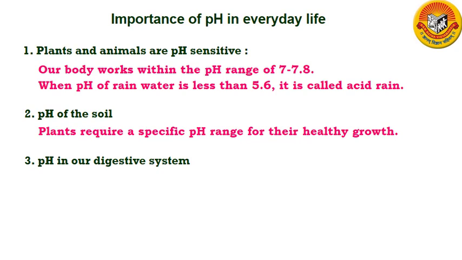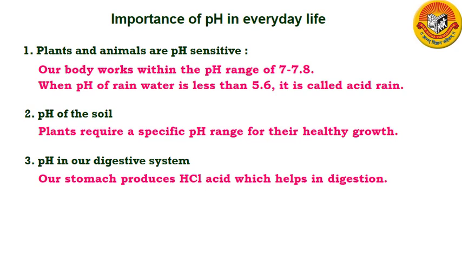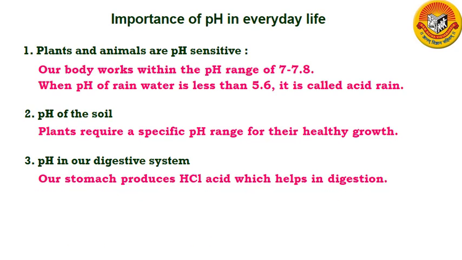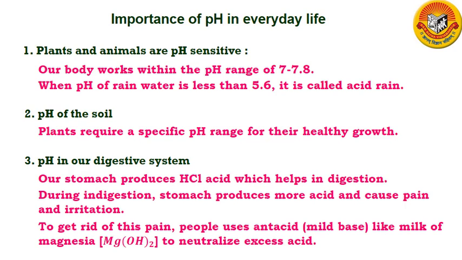pH in our digestive system. Our stomach produces hydrochloric acid. This acid helps in the digestion. During indigestion, the stomach produces more acids and causes pain and irritation. In that case, to get rid of this pain, people use antacids, that is mild bases like milk of magnesia, to neutralize the excess acids.